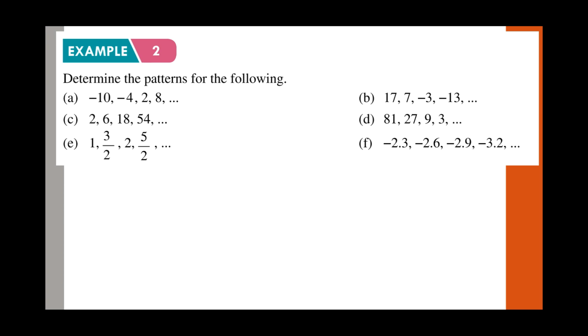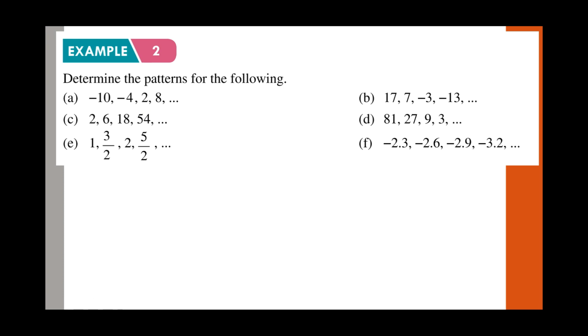Now, if you look at the numbers here, determine the patterns for the following. So for A, we have 6 questions here. We are going to look at A first. -10, -4, 2, 8. So what you need to do is determine how we are going to get the next number. For my case, I'm going to look at the numbers that are positive. That will be easier. How much is the difference between 2 and 8?